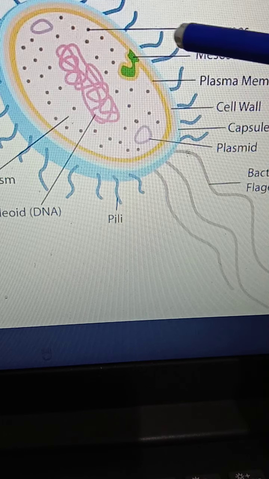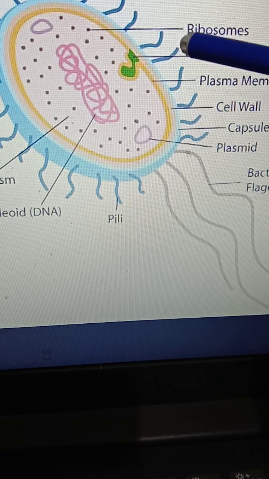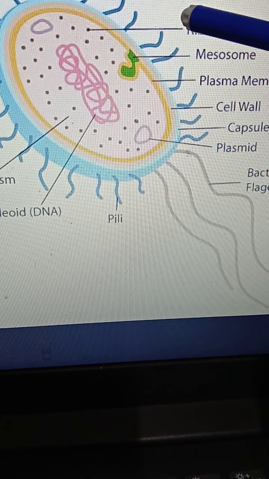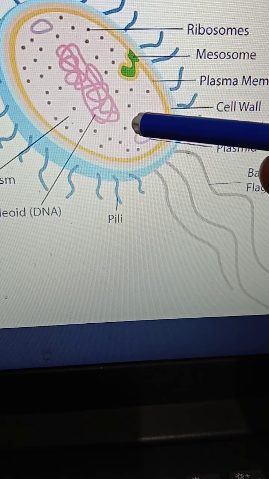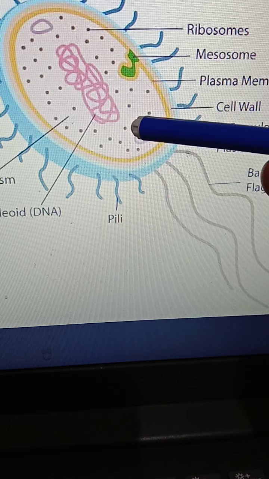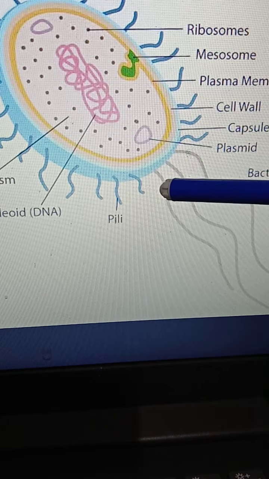In both prokaryotes and eukaryotes, protein synthesis occurs on ribosomes. But one thing is special about the ribosomes here: they are of 70S type, whereas in eukaryotes the ribosomes are of 80S type. So 70S ribosomes are present in prokaryotes. Sometimes in prokaryotes you also find plasmids, and sometimes pili as well as flagella.